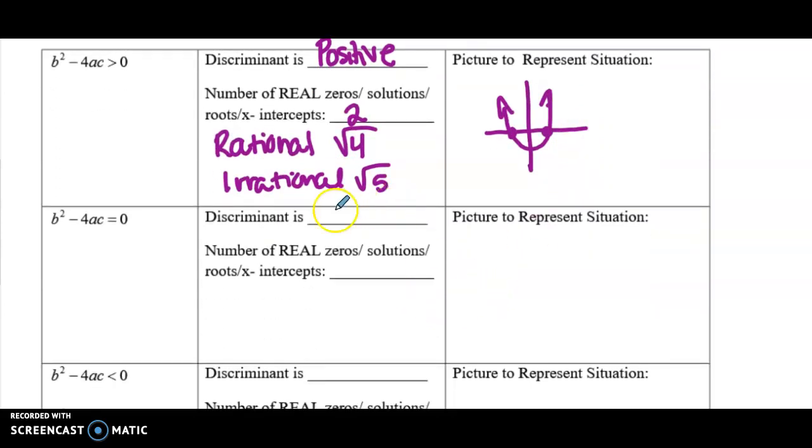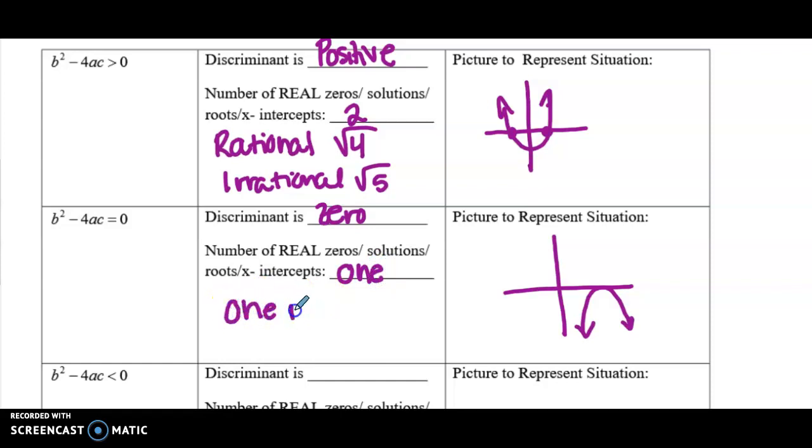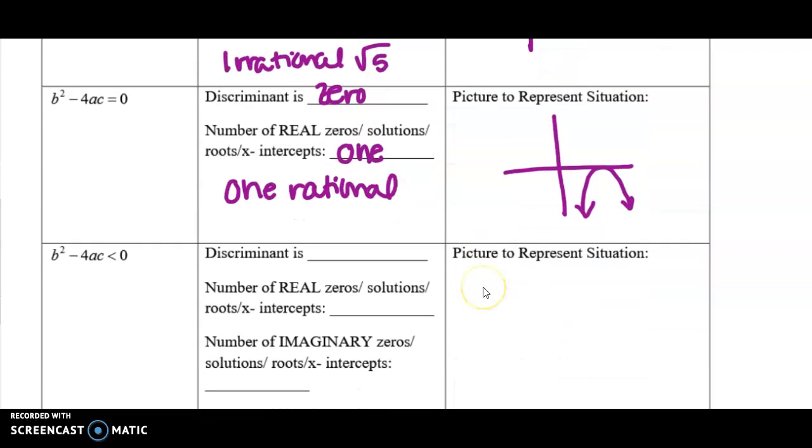Now, if your discriminant is equal to 0, remember, that's going to be where your graph touches the x-axis once, and that's going to be the same place as the vertex. So the number of real solutions is only going to be 1. And it's always going to be 1 rational solution because there's nothing underneath the radical as part of our quadratic formula to find the irrational solution.